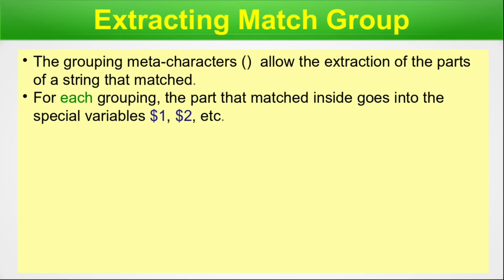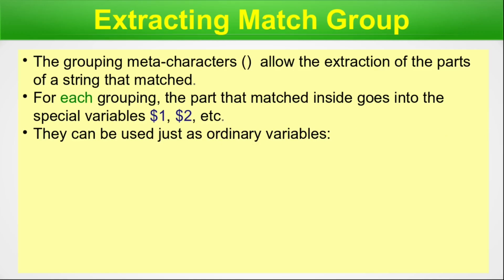For each group, the part of the matched string goes into the special variables like $1, $2. This is what I have already explained in the first episode. So these are special variables and these will contain the matches. If you have 5 matching groups, they will be contained starting from $1 up to $5. They can just be used as ordinary variables. Now let's see an example here. Extract hours and minutes, AM and PM.